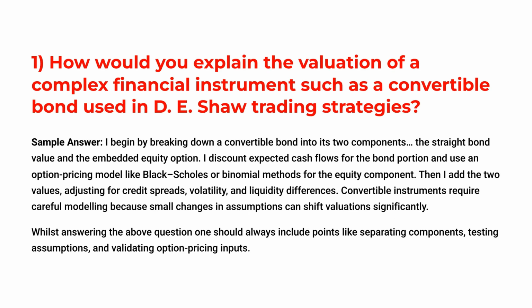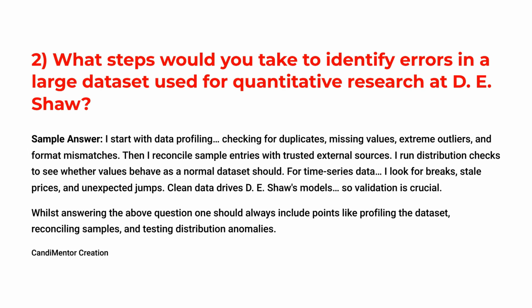Question 2: What steps would you take to identify errors in a large dataset used for quantitative research at D.E. Shaw? Sample answer: I start with data profiling, checking for duplicates, missing values, extreme outliers, and format mismatches. Then I reconcile sample entries with trusted external sources. I run distribution checks to see whether values behave as a normal dataset should.